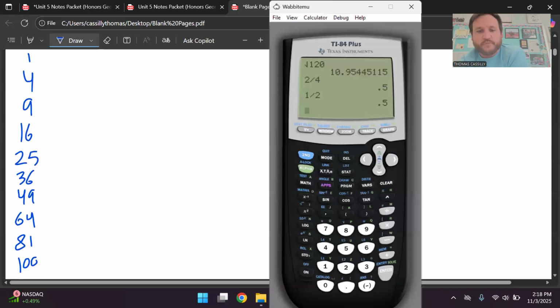A perfect square is a number where if you take the square root of that number, you get a nice whole number. If I type in the square root of 49, I get a 7. If I type in the square root of 16, I get a 4. These are perfect squares. We need to have these memorized.